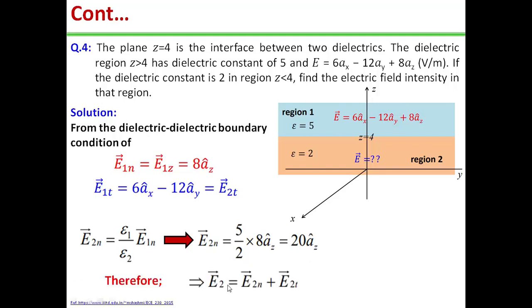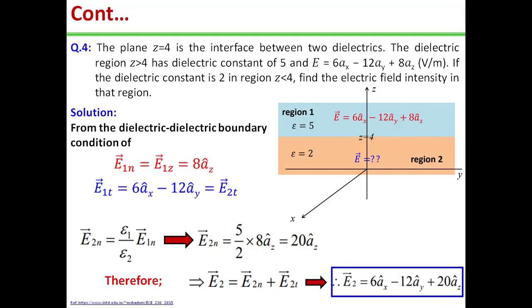Therefore, what is the total electric field in region 2? That is the normal component of electric field plus the tangential component of electric field. So we can write E2 is equal to 6ax minus 12ay plus 20az. The tangential component of electric field remains the same, whereas the normal component changed by the ratio of permittivity of the two regions. So we have got here 20az. So this is the solution of the electric field in region 2.